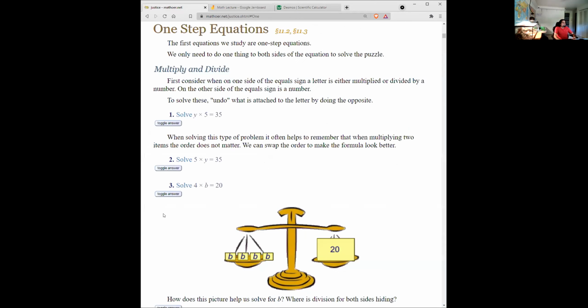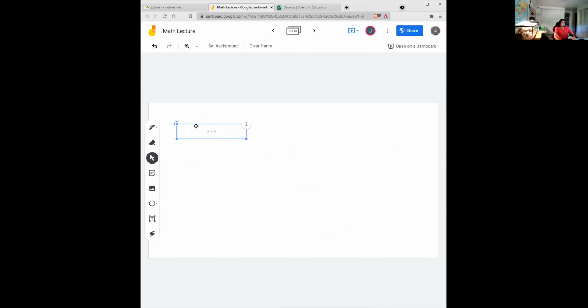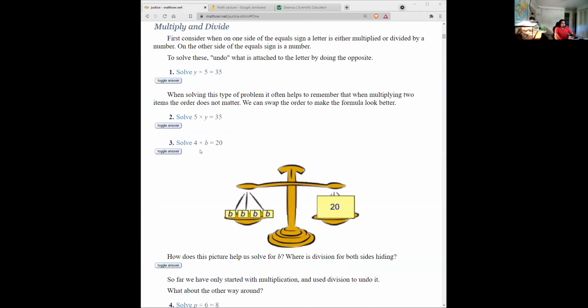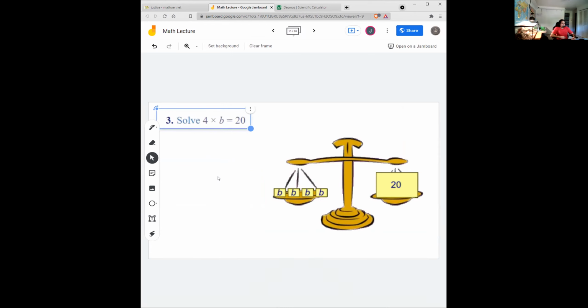I'm going to now look at this one. How does this work? What exactly is happening anyway? So here I have a picture of a balance scale. And somebody wants to solve 4 times b equals 20. That's what it's saying. I have 4 b's and they weigh the same as 20.